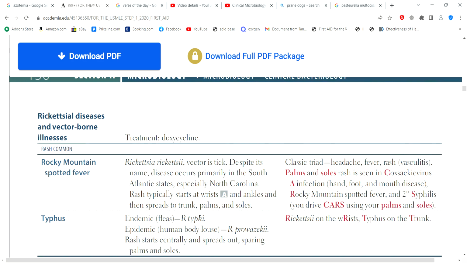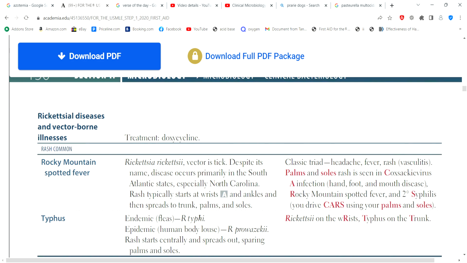The rash starts at the wrists and ankles and spreads to the rest of the body, and includes the palms and soles. The classic triad is headache, fever, rash.